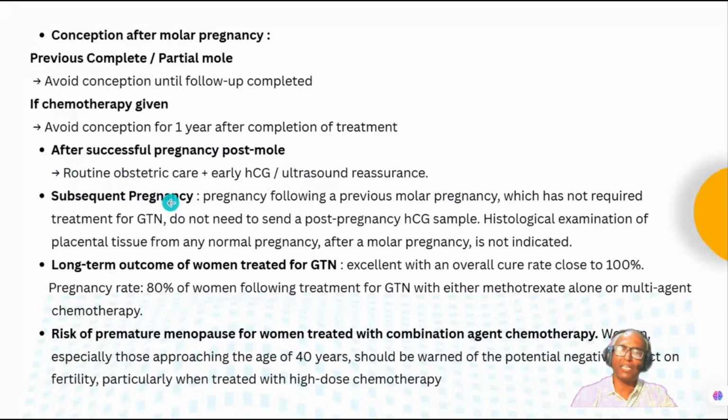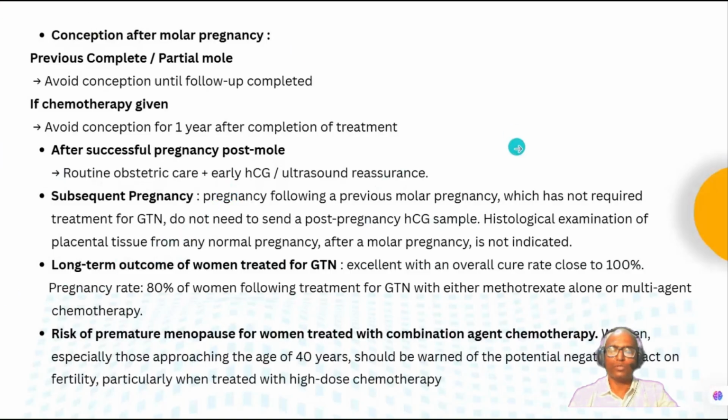So in a subsequent pregnancy following previous molar pregnancy which has not required treatment for GTN, do not send the post-pregnancy hCG sample. Histological examination of the placental tissue from any normal pregnancy after a molar pregnancy is not indicated. So in the subsequent pregnancy, you don't have to follow that pregnancy with beta hCG. There is no need to send the placenta for histopathological examination if it is a second or successful pregnancy following previous molar pregnancy. So this you should also remember.